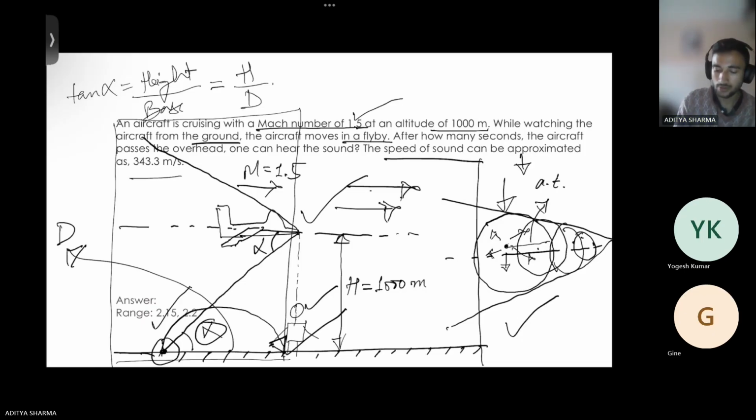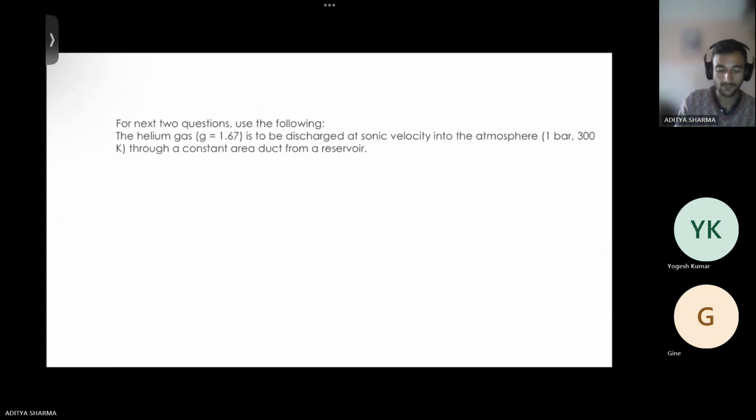Then let's move on to the next question. So there is this information given. Based on this information, we have to solve these two questions. The next two questions will be based on this particular information.